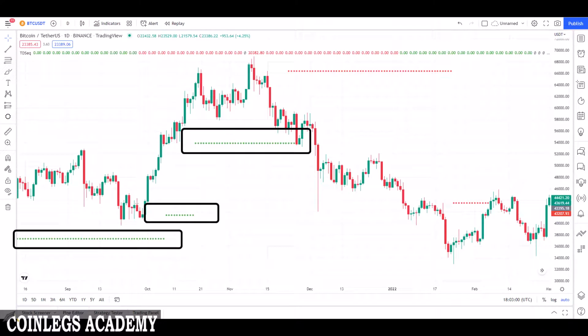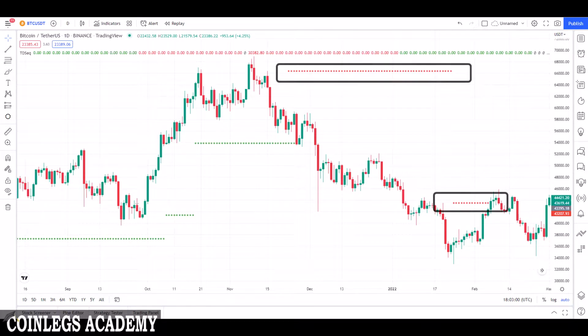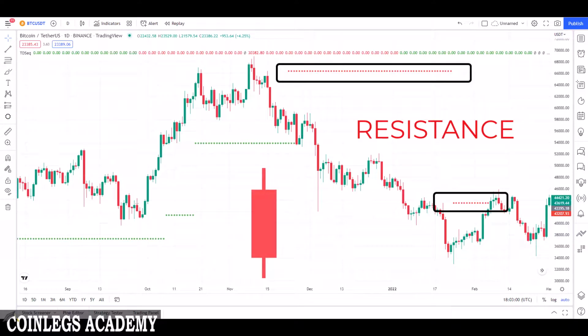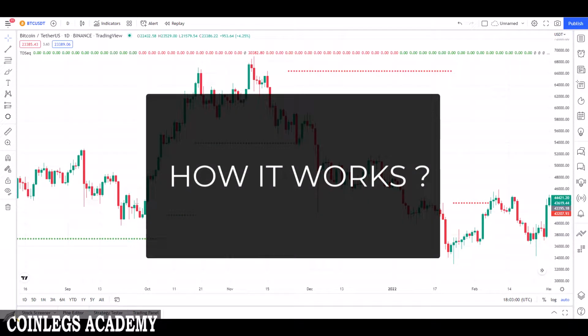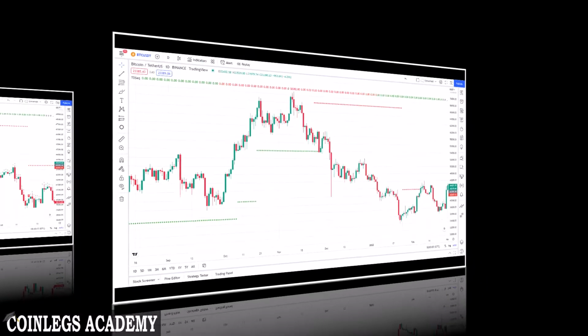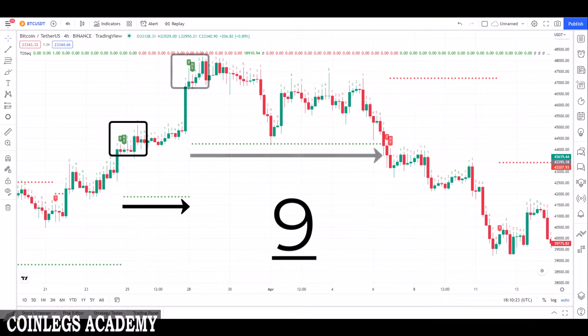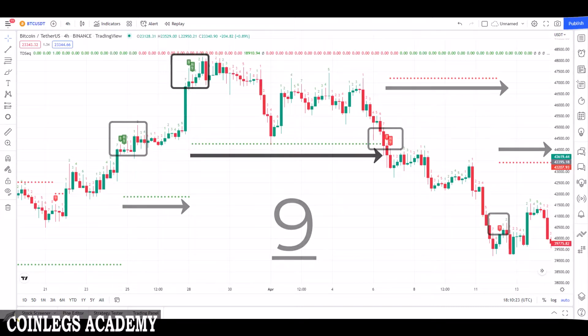The greens are our support levels and they are related to the green candles. The reds are our resistance levels and they are related to the red candles. Now let's look at how these sections are formed and how traders use them. These are the levels that occur after seeing the number 9 in the setup section.